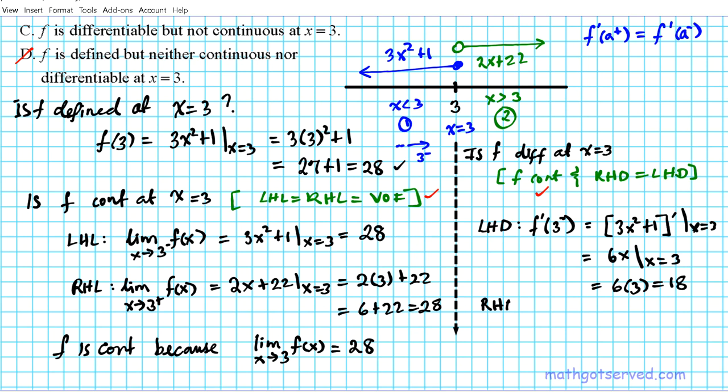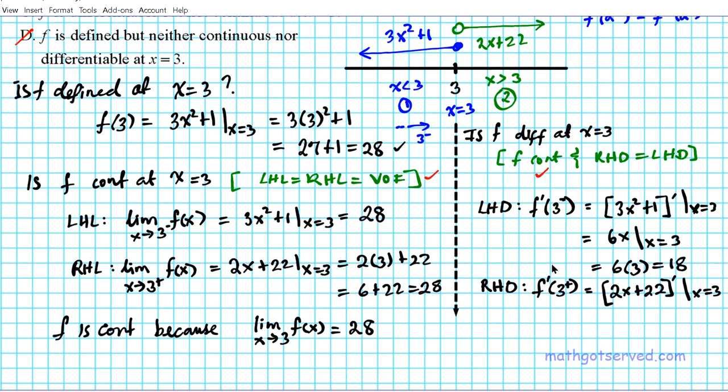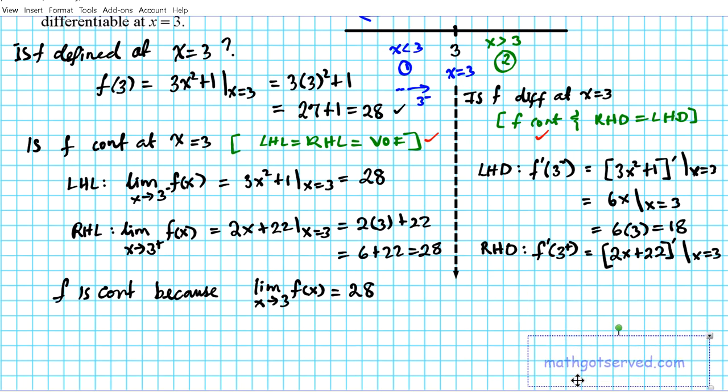So let's see what the right-hand derivative is. F prime of 3 from the right. So we're going to use the function on the right, the green function, okay, the linear binomial. So 2x plus 22, prime. We're going to evaluate that at x equals 3. So you differentiate the function on the right for the right-hand derivative and the function on the left for the left-hand derivative. So what do we have? When you differentiate this, the derivative of 2x is just 2, evaluated at x equals 3, which is 2.